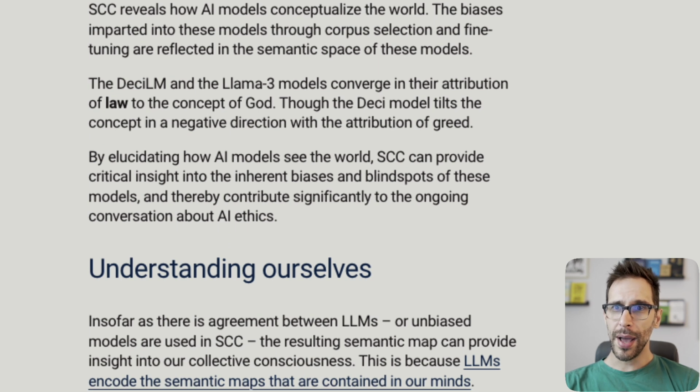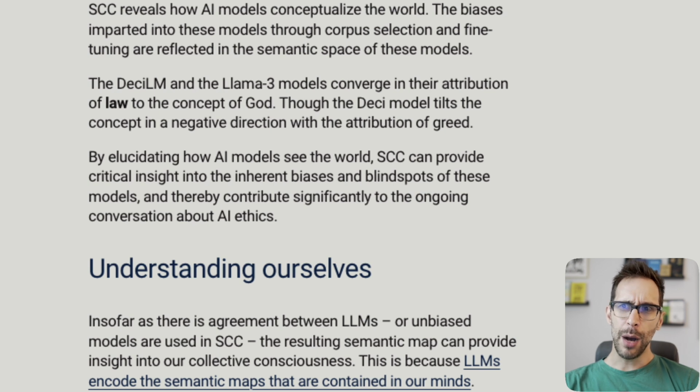By elucidating how AI models see the world, now, of course, they don't really see the world, right? They've just been tasked with a very technical operation here of combining vectors to approximate a location in the semantic space. But let's call that, quote unquote, seeing the world. By elucidating how AI models see the world, SCC can provide critical insight into the inherent biases and blind spots of these models, and thereby contribute significantly to the ongoing conversation about AI ethics.